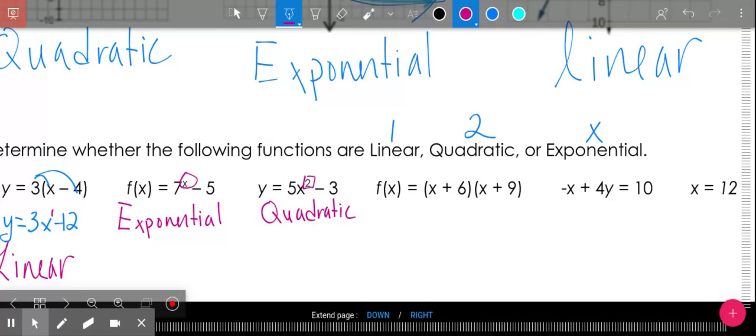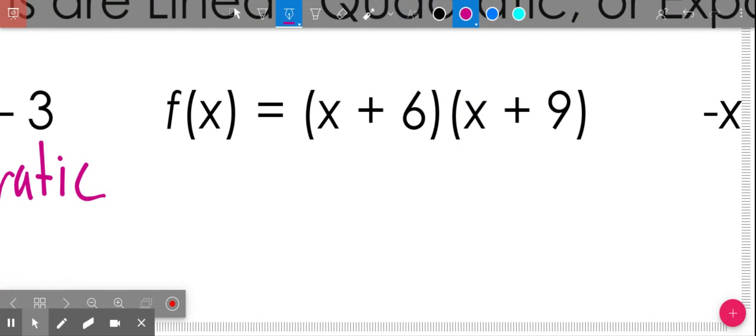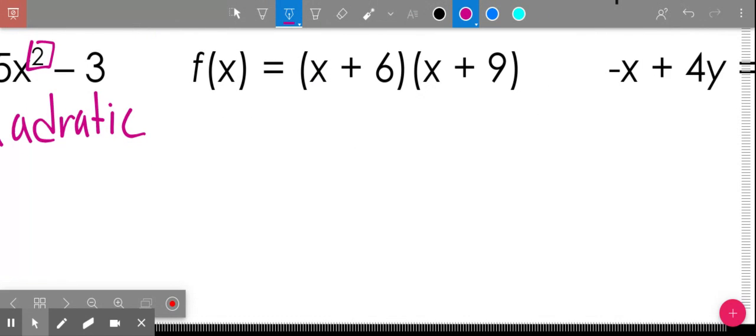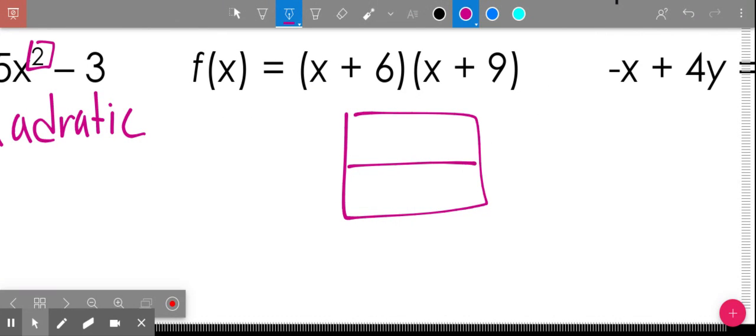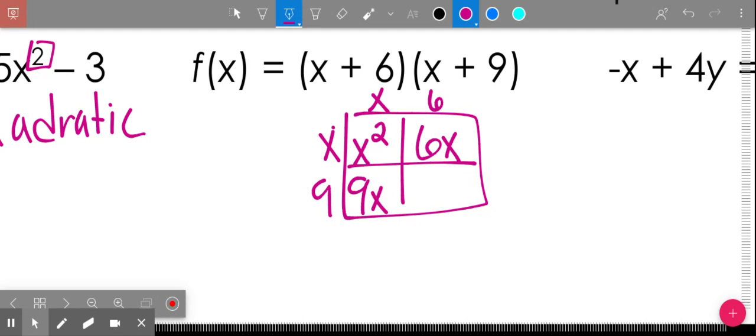The next one, we have f of x equals x plus 6 times x plus 9. So we have to simplify this, and that's where we're going to set up our box. So x and 6 and x and 9. Well, x times x gives us x squared. x times 6 gives me 6x. x times 9 gives me 9x. And 9 times 6 gives me 54. If we look at this, our largest exponent is this 2 right here. Since my largest exponent is a 2, it's quadratic.